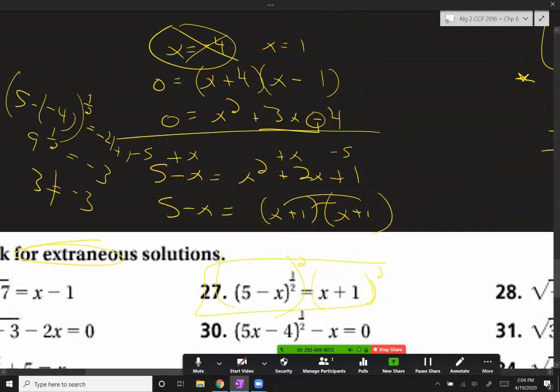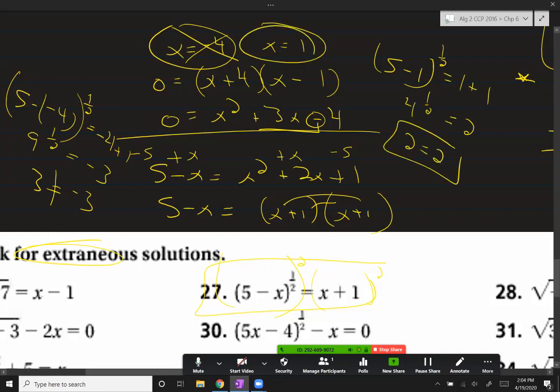What about 1? Positive 1 goes in. 5 minus 1. We're going to take the square root of that. And then we need 1 plus 1. So is it 2? 5 minus 1 is 4. To the 1/2 power is 2. 2 equals 2. 1 is our only real solution to this problem.